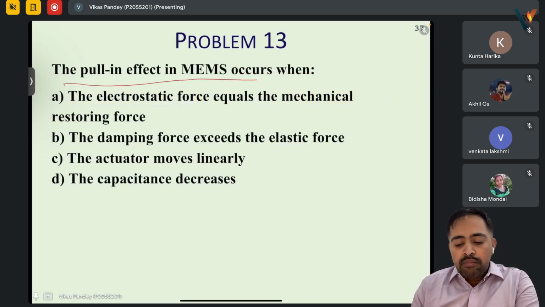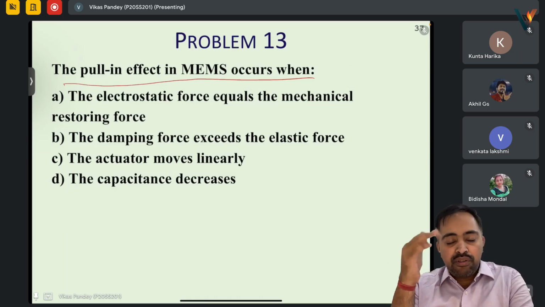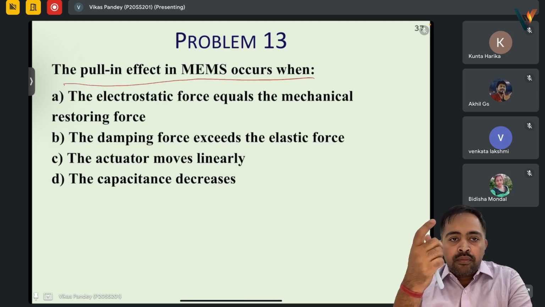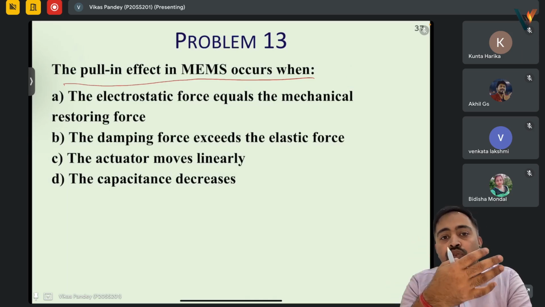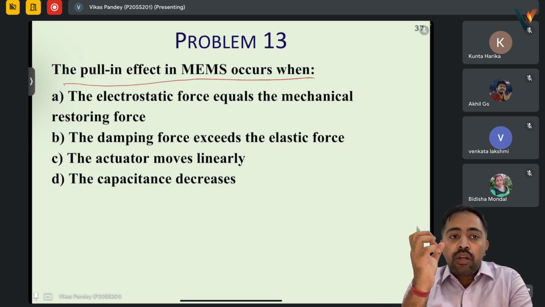The pull-in effect in MEMS occurs when the electrostatic force equals the mechanical restoring force, the damping force exceeds the elastic force, the actuator moves linearly, or the capacitance decreases. Pull-in voltage, V pull, we have seen. When will it occur? It is the voltage at which it is able to overcome the mechanical restoring force, and that is the point when the pull-in effect will occur.